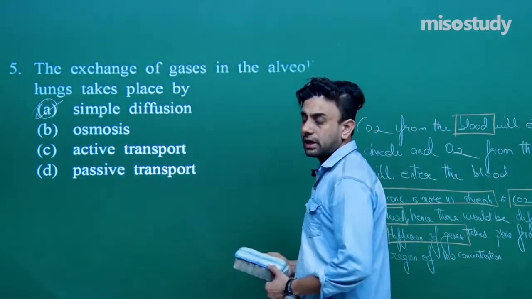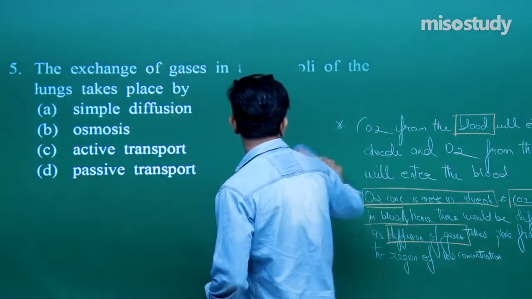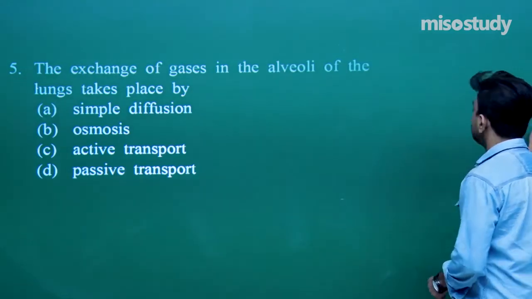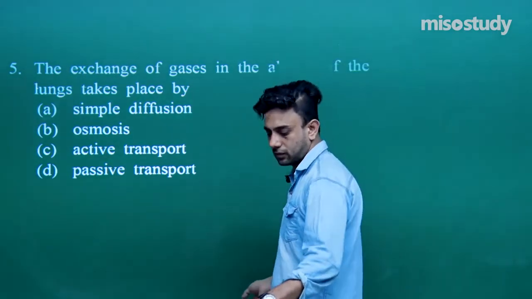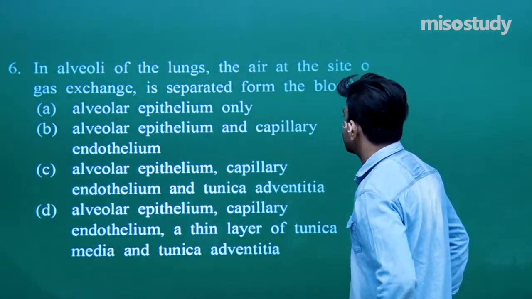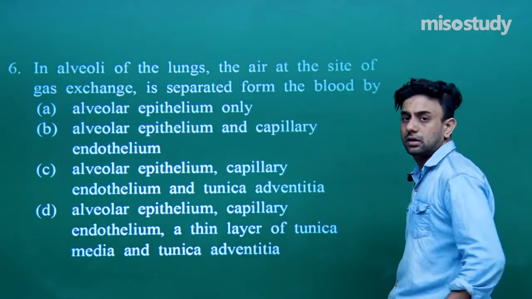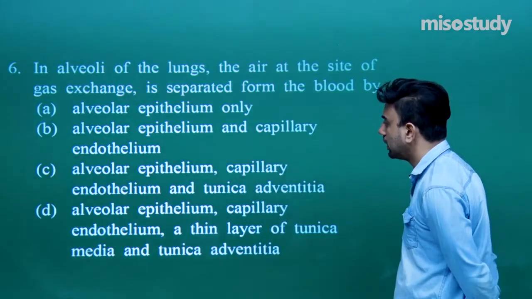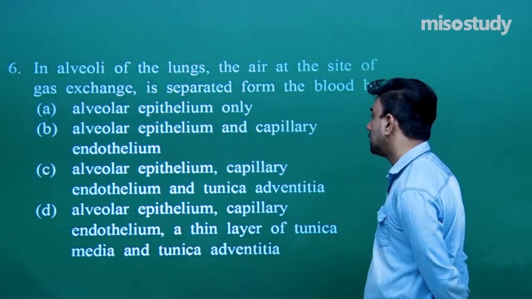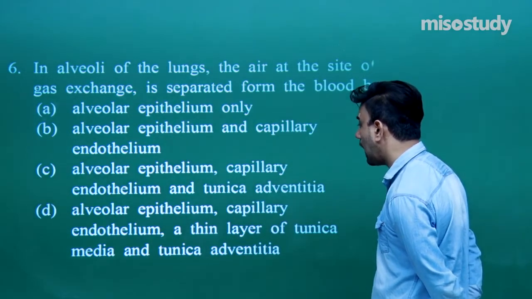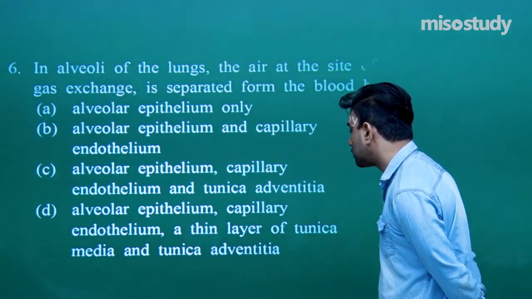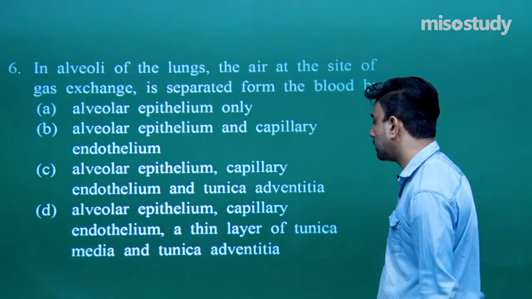Now, we will move on to the next question, that is the sixth one we will do. In alveoli of the lungs, the air at the site of gas exchange is separated from the blood by the: A, alveolar epithelium only; B, alveolar epithelium and capillary endothelium; C, alveolar epithelium, capillary endothelium and tunica adventitia; and then D, alveolar epithelium, capillary endothelium, a thin layer of tunica media and tunica adventitia.